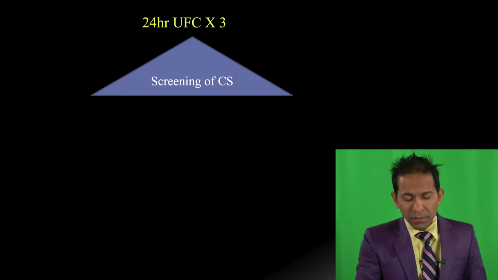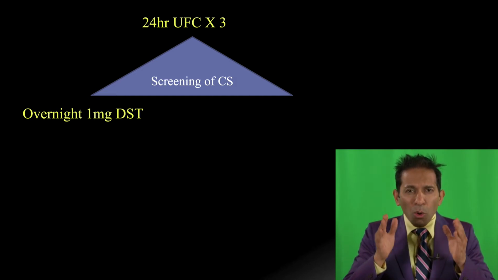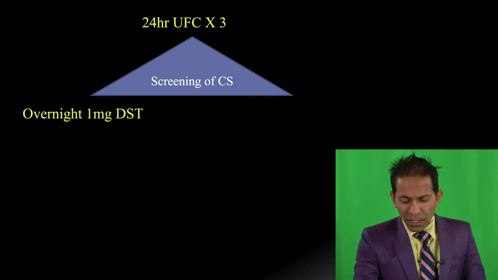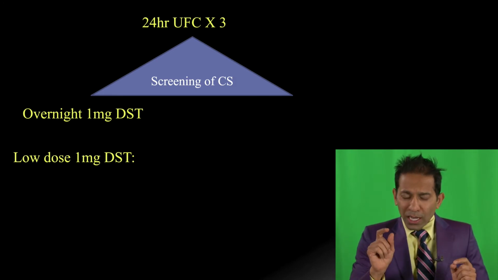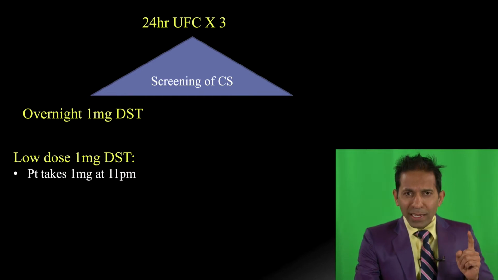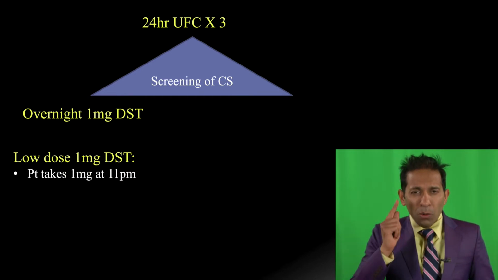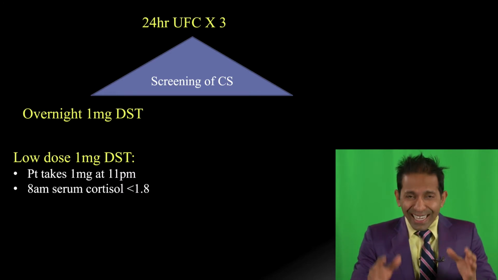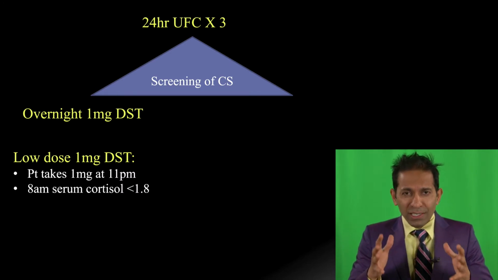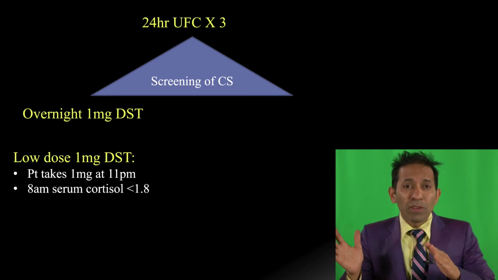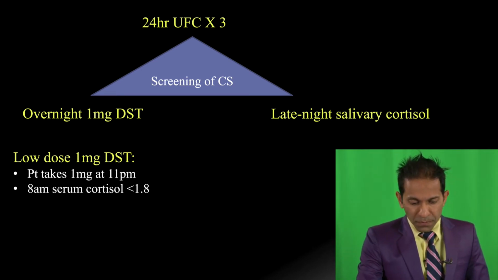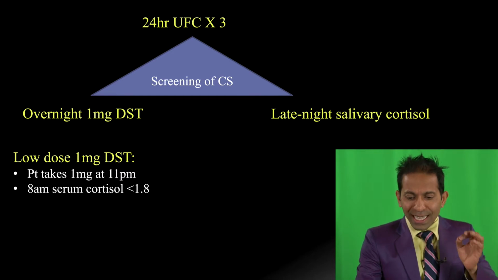That's test number 1. Test number 2 is overnight 1 milligram dexamethasone suppression test. Very simple test. In this test, we give 1 milligram. We ask patient to take 1 milligram dexamethasone at 11 p.m. At 8 a.m. or 7 a.m. we check their serum cortisol level. It should be very, very low. It should be less than 1.8.